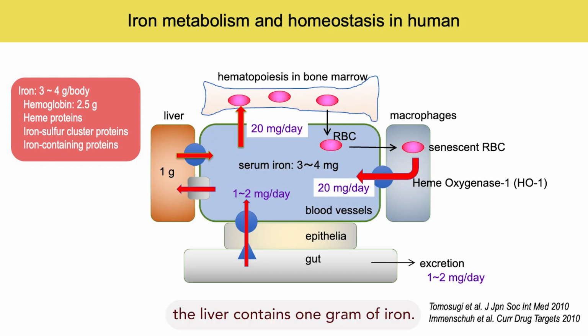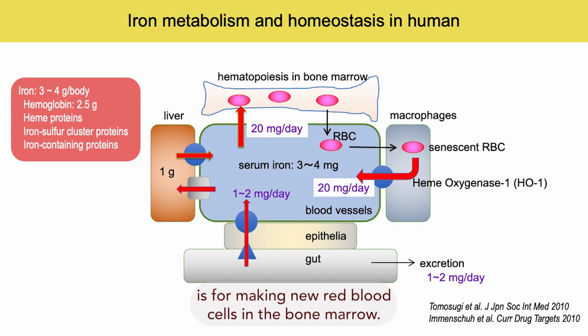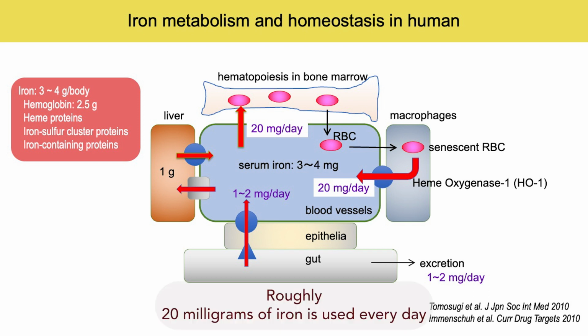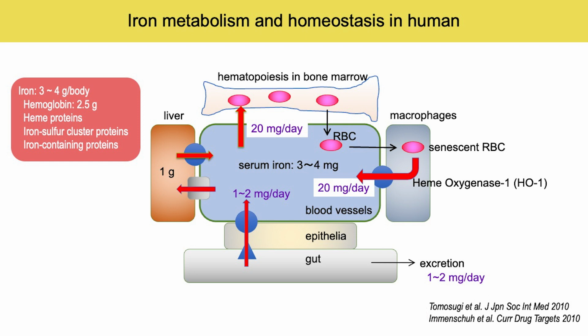The liver contains 1 gram of iron. However, the highest demand for iron is for making new red blood cells in the bone marrow. Roughly 20 mg of iron is used every day for generating red blood cells afresh. This amount of iron is basically supplied by reusing iron in the red blood cells.